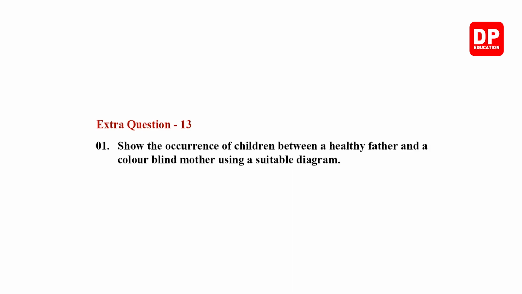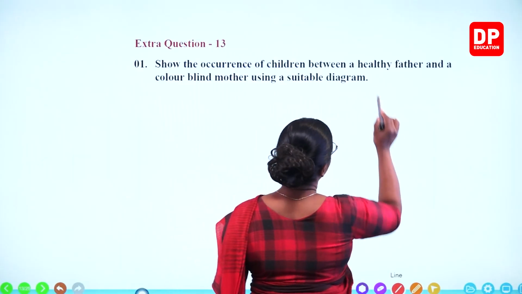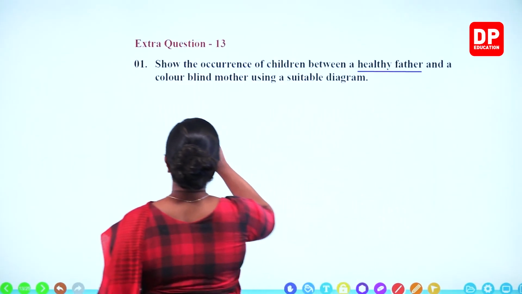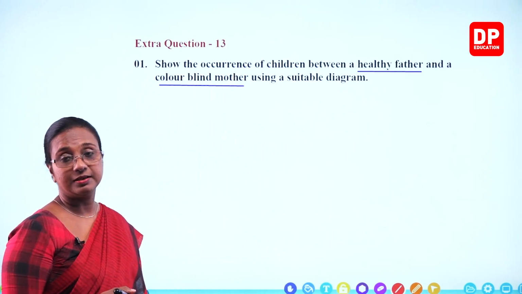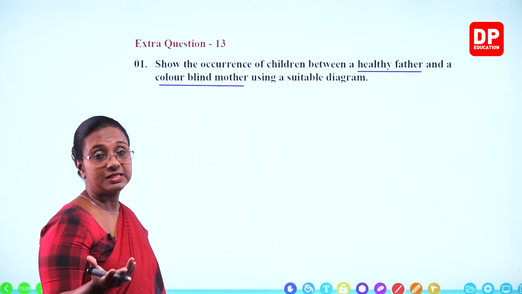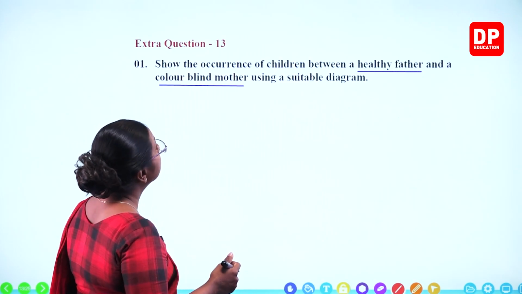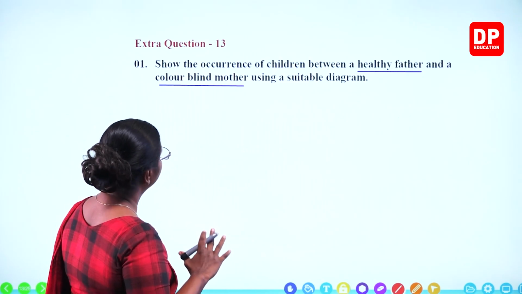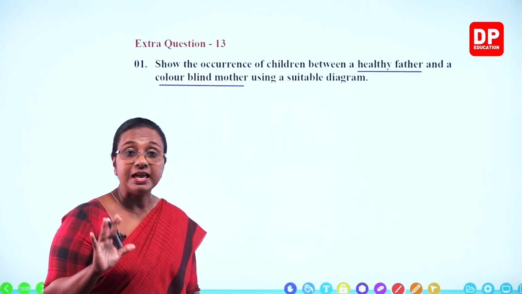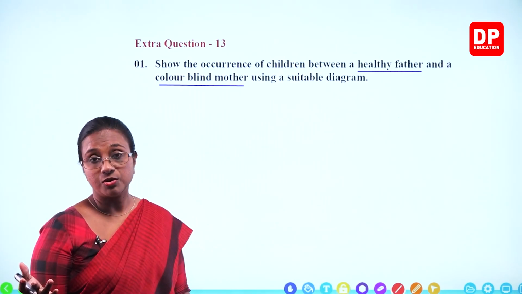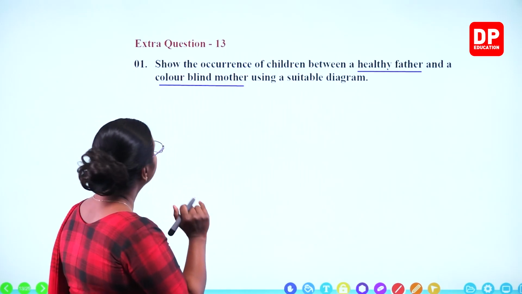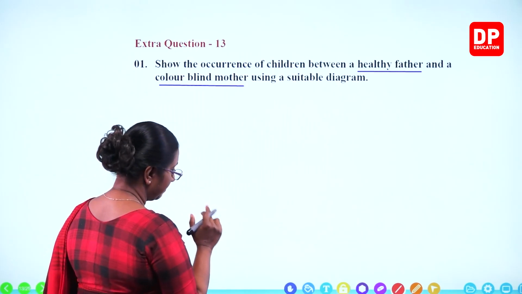Extra question 13. Show the occurrence of children between a healthy father and a colorblind mother using a suitable diagram or using suitable symbols. That is what we call as a diagram. Healthy father, colorblind mother. So this is an X-linked chromosome. The recessive chromosome is what causes the color blindness.